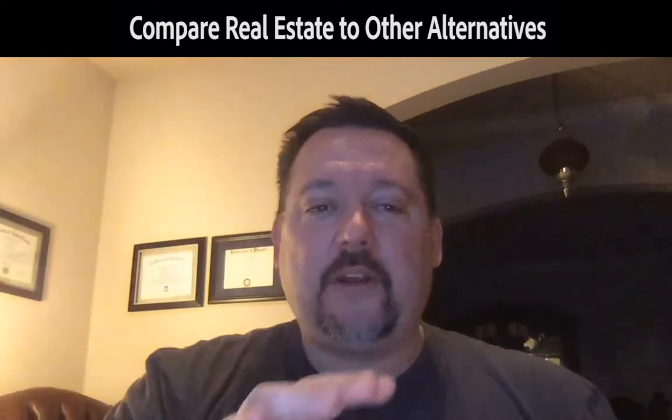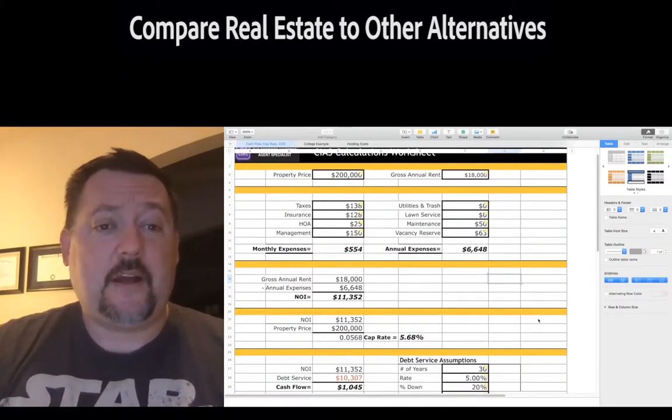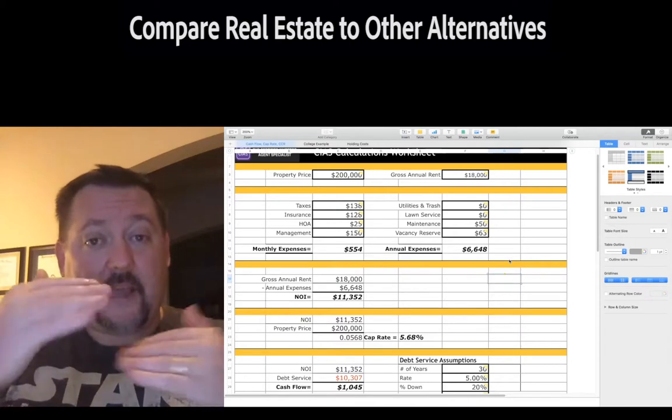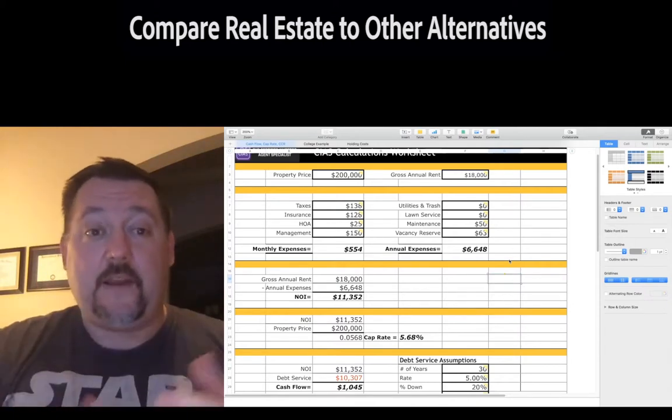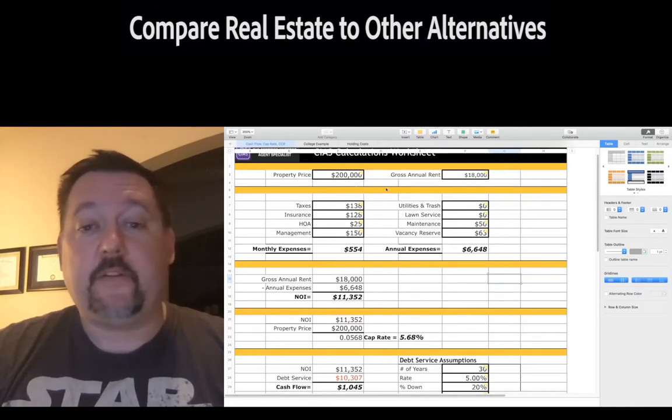So I wanted to bring this screen up. I'm going to share my screen. I was actually analyzing this deal for a client of mine not too long ago, and this is how I do it. I'm going to walk through a little bit just so I can give you guys an idea what you should be looking at. So the purchase price on this property is $200,000.